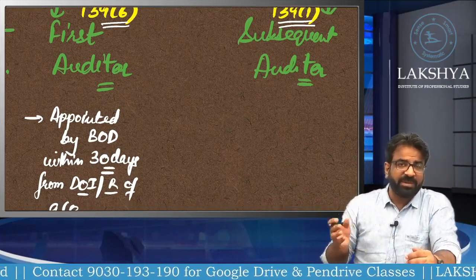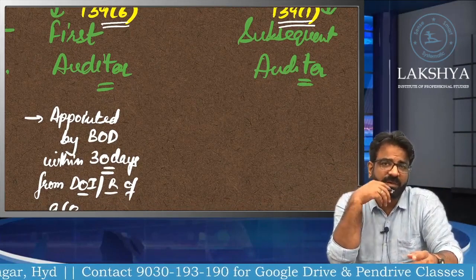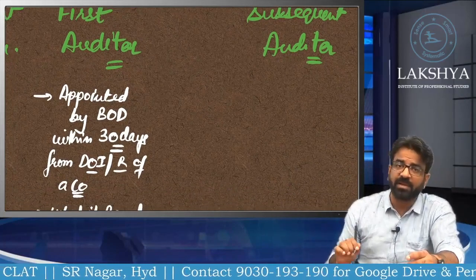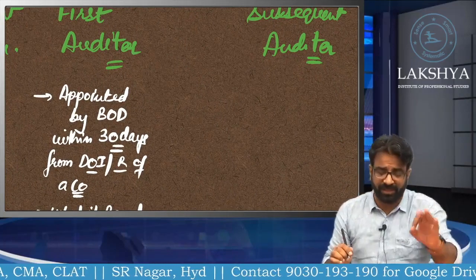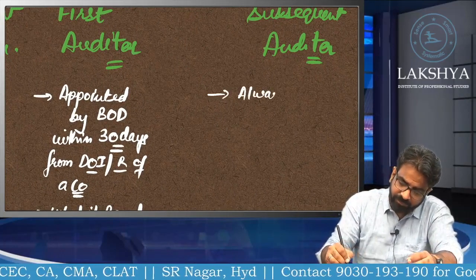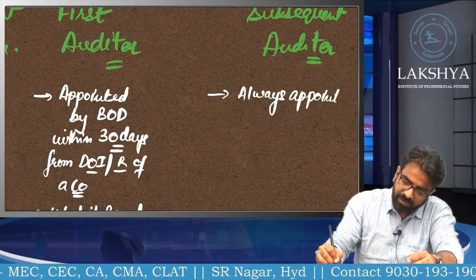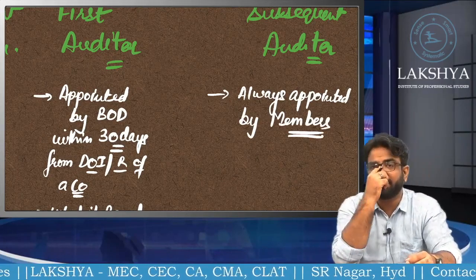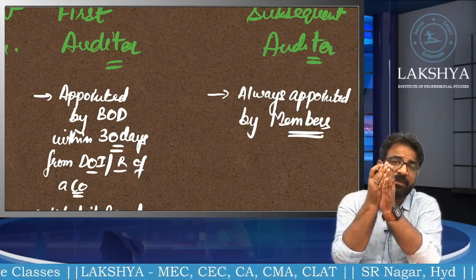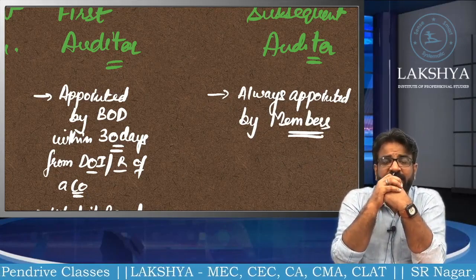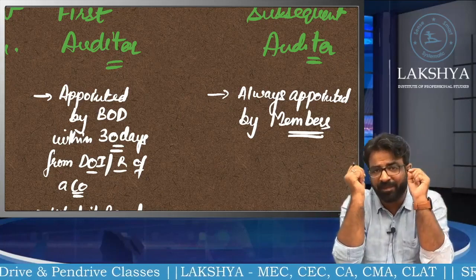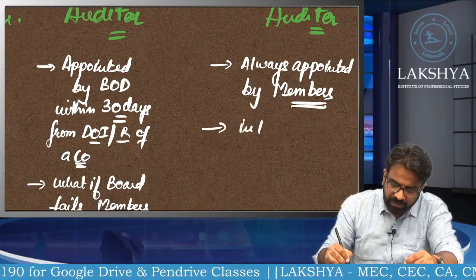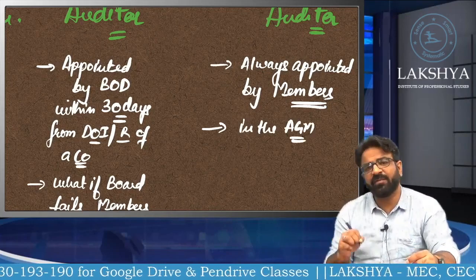Now, what do you mean by subsequent auditor? Every auditor after the first auditor is known as a subsequent auditor. Now, for the subsequent auditor of a non-government company, the board of directors is not allowed to do anything. Always appointed by members. No delegation. Like in the government company, only the CAG can appoint the subsequent auditor. In the non-government company, only the members will appoint, in the AGM.